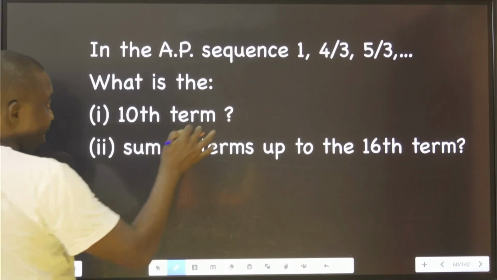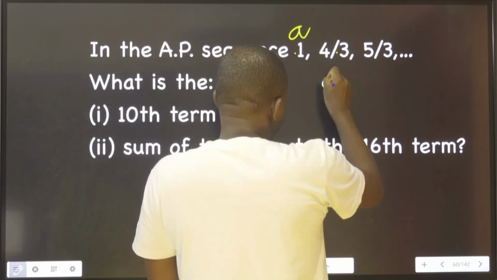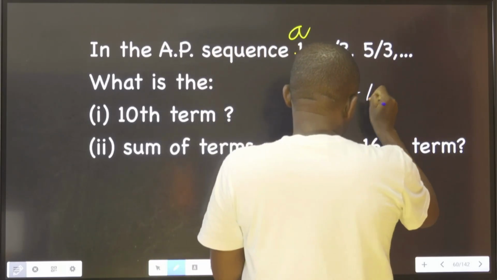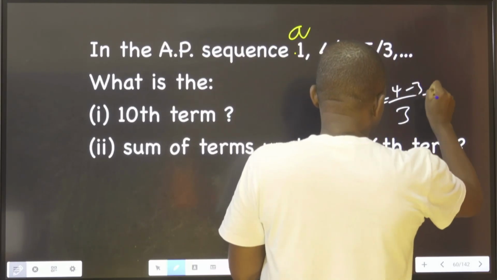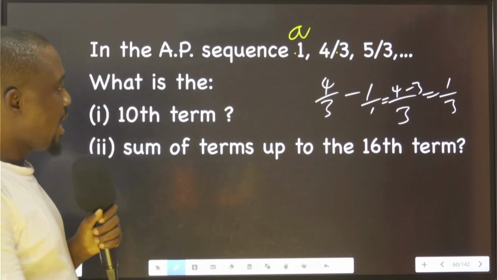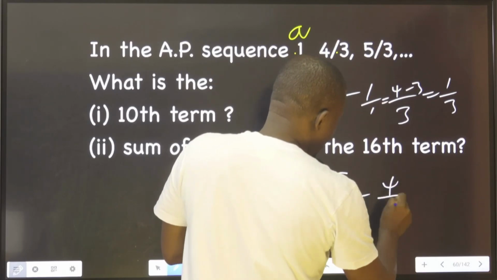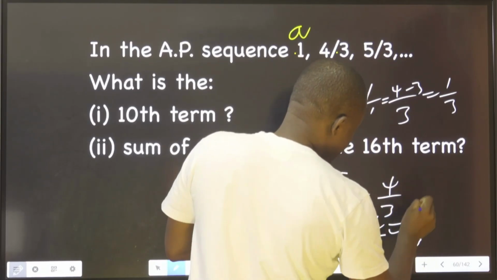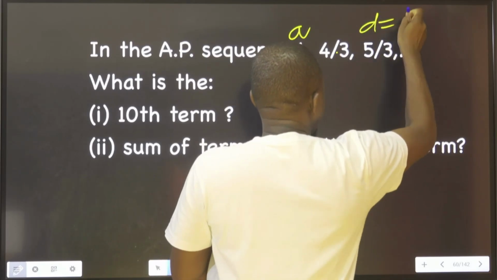Let's look at this. This is the first term. The common difference is this minus this. That is 4 over 3 minus 1. You agree with me? We have 4 minus 3, which is 1 over 3. Okay? We can further confirm by saying 5 over 3 minus 4 over 3. So it's 1 over 3. So the common difference is 1 over 3.